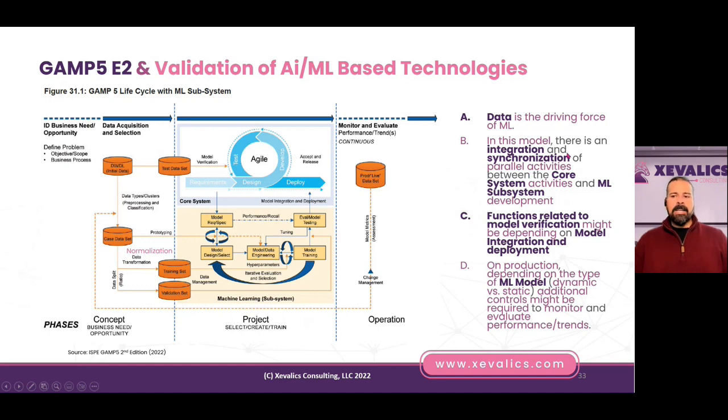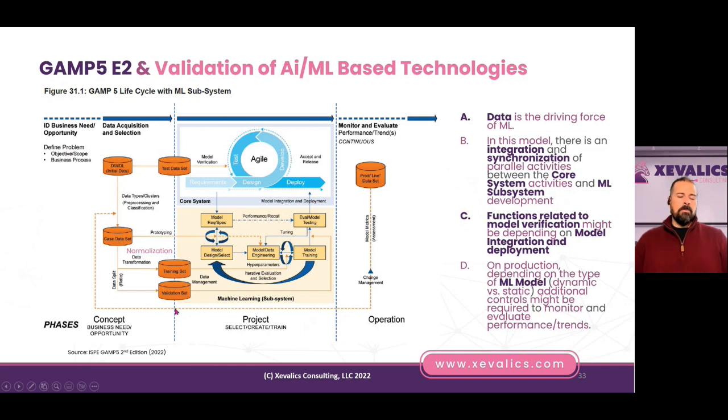The first one is that data is a driving force, as we have been saying, data is the driving force of machine learning. So in this model, there's an integration and synchronization of parallel activities between the core system activities and machine learning system development. You're seeing right now that we're taking the core system, and we have another effort related to the machine learning subsystem development. The core system is presented here as agile, but it might be possible that we are following the V model in our life cycle.